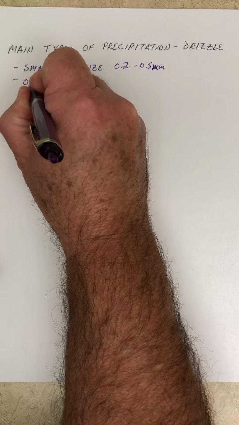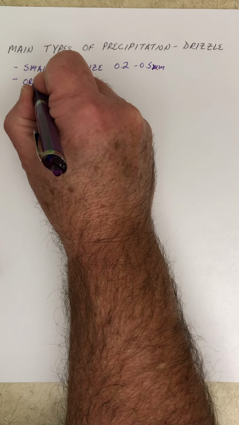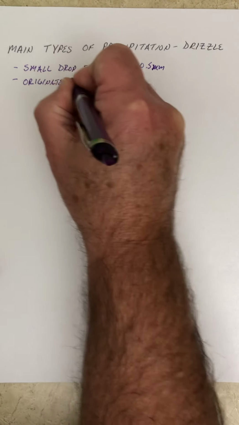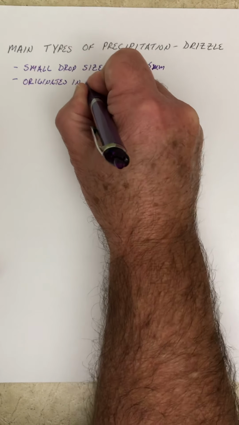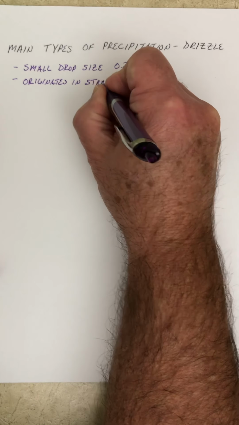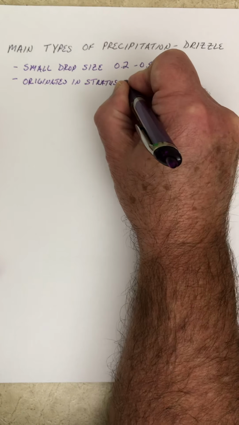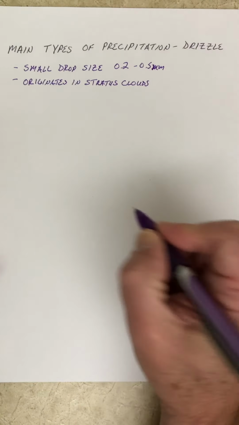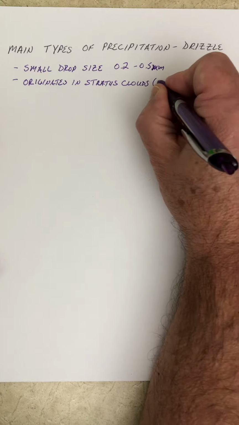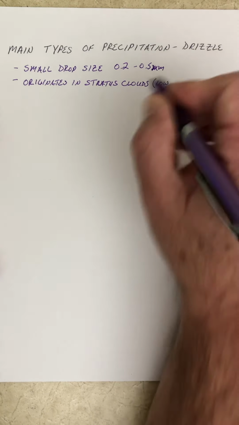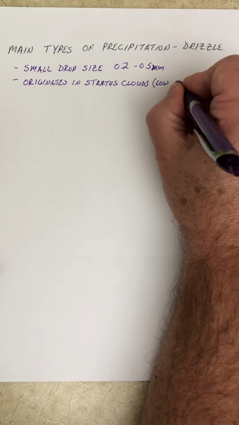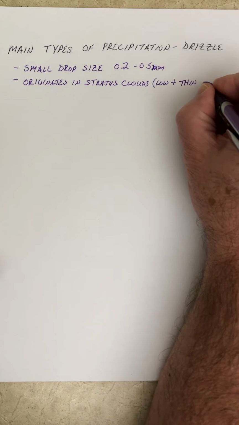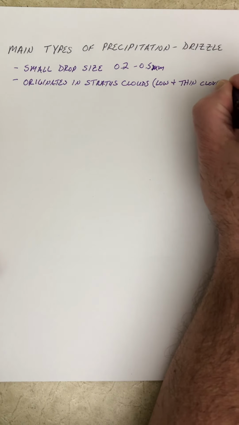And we can trace that back to drizzle originates in stratus clouds. Okay, so why does that make a difference? Well, stratus clouds are low clouds, so their bases are closer to the ground. More importantly, though, these are thin clouds. Okay, and I'll draw you a picture here to show you why that's important.